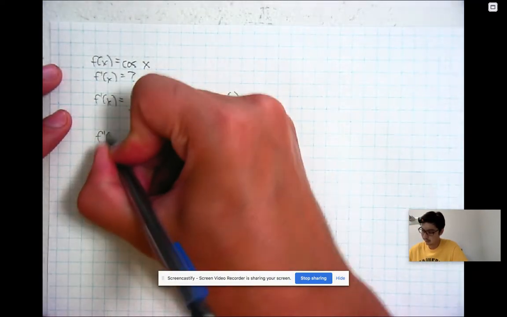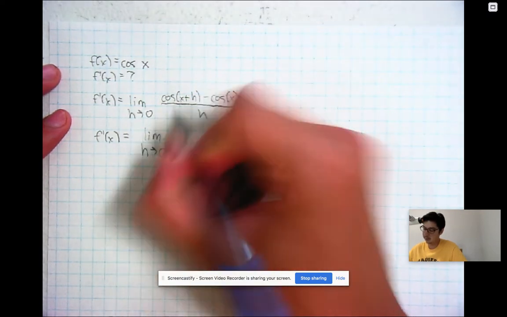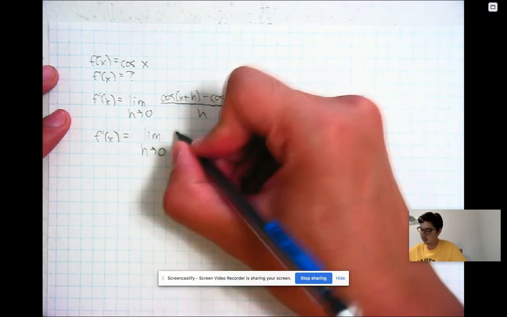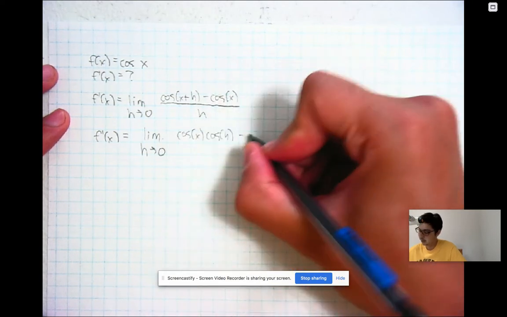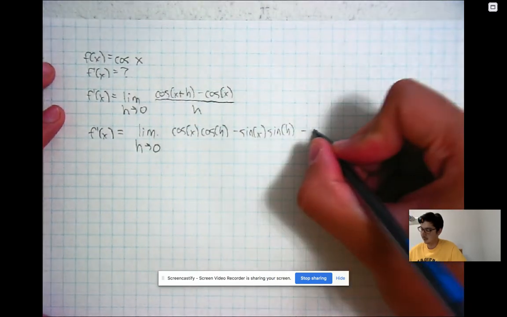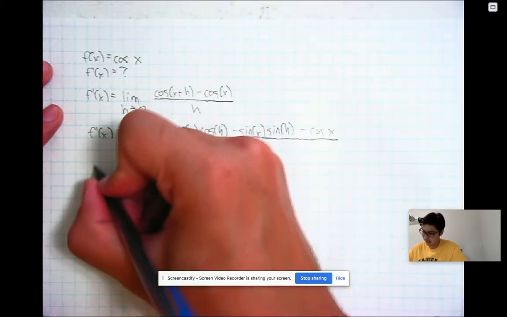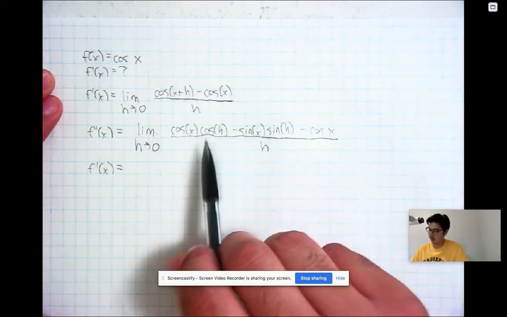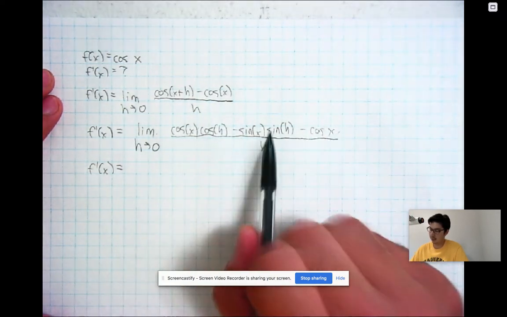Then we have f prime of x equals the limit as h approaches 0, and by trig identity, cosine of x plus h will be cosine of x cosine of h minus sine of x sine of h, and then all of that minus cosine of x over h. Similar to my last proof, I'm going to group the cosine of x's together, these two in front, and then put that separate.